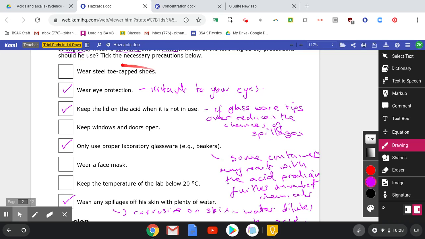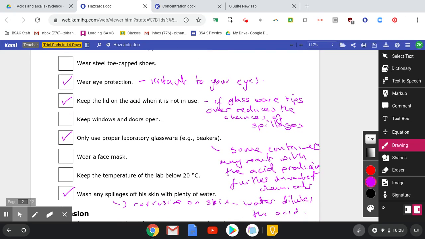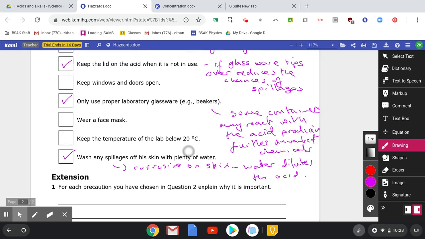Wearing steel toe cap shoes. We're not on a building site. Generally, our room's well ventilated. You could include that. We have the AC on generally, and we have a big room. A face mask is not necessary in this scenario. But if we were working continuously with chemicals, then you would consider wearing a face mask.